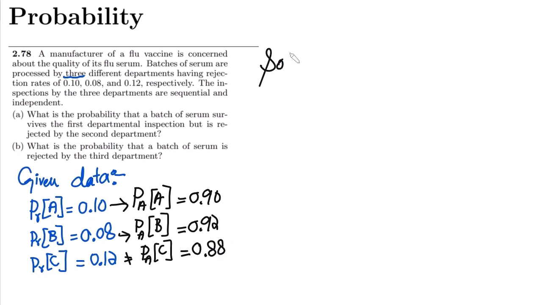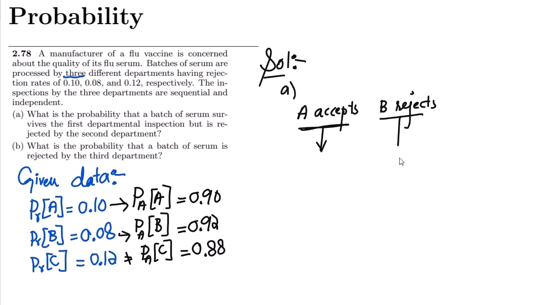On the basis of it, let me solve the question, and here the inspections by the 3 departments are sequential and independent. So in part A, what is the probability that a batch of serum survives the first department inspection but is rejected by the second department? Okay, so in part A I have to find the probability that A accepts the serum while B rejects. So how to find them out? Do we know the acceptance probability of A? Yes, we know. Do we know the rejection probability of B? Yes, we know.